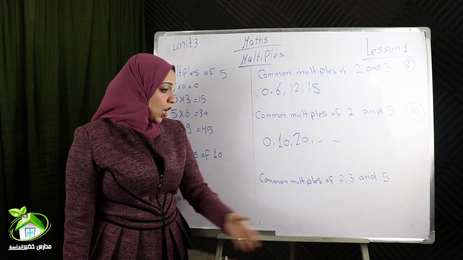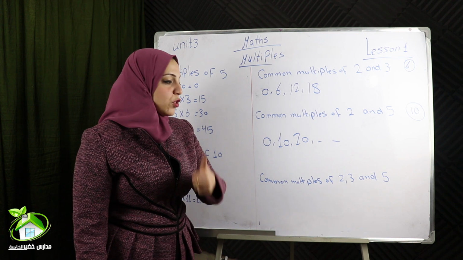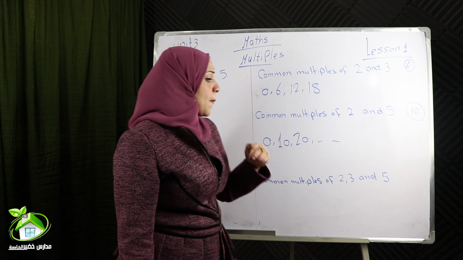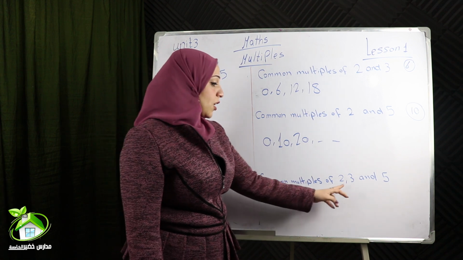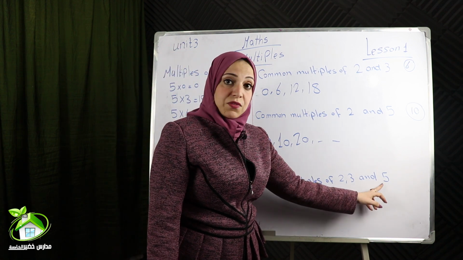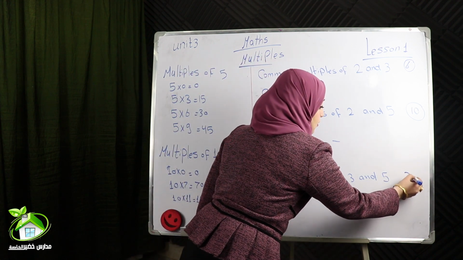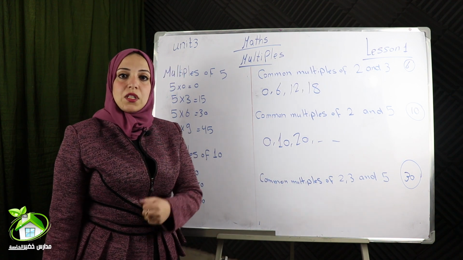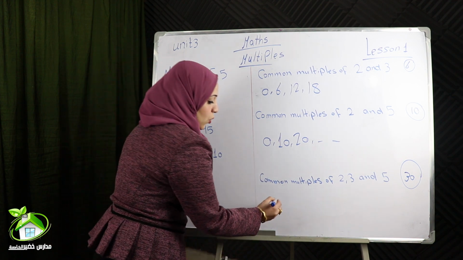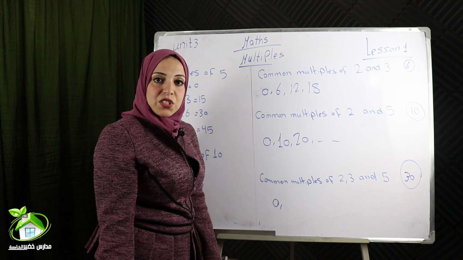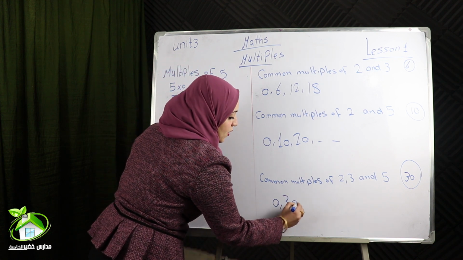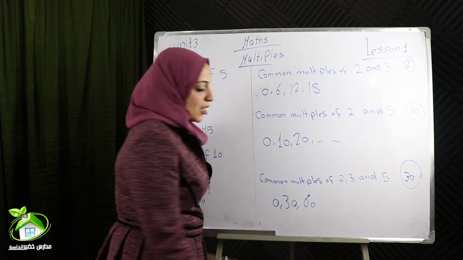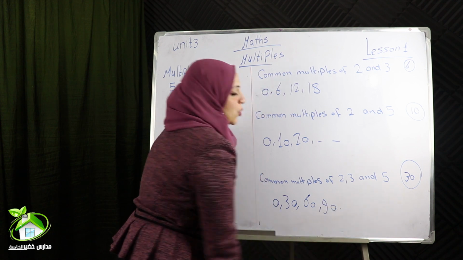The last example, common multiples of 2, 3, and 5. I multiply the three numbers. 2 times 3 equals 6. 6 times 5 equals 30. And I will list the multiples of 30 by multiplying it by many whole numbers. 30 times 0 equals 0. 30 times 1 equals 30. 30 times 2 equals 60. 30 times 3 equals 90, and so on.